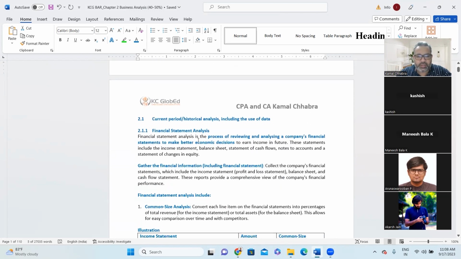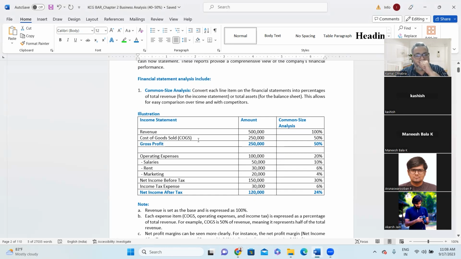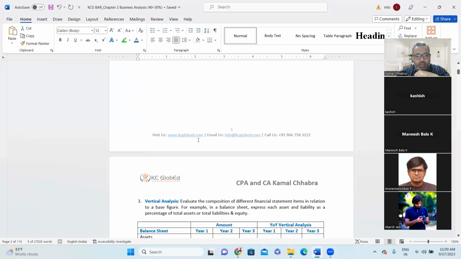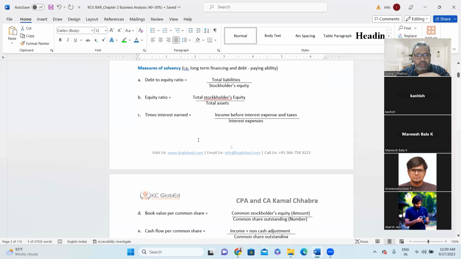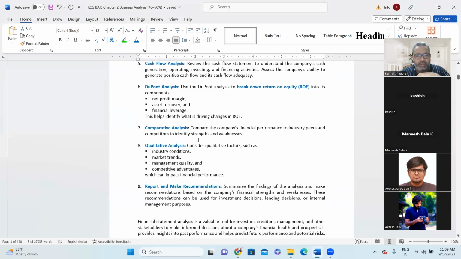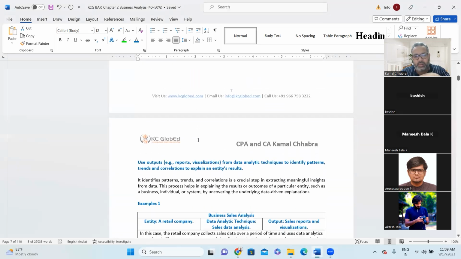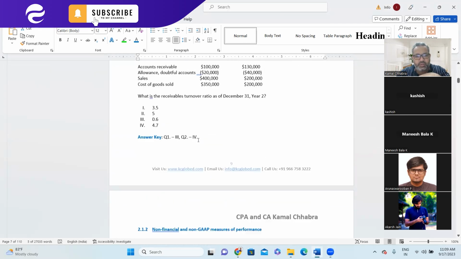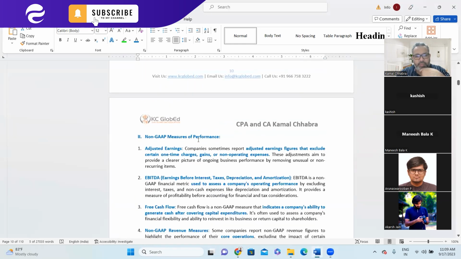If you see, in the last class we covered all this financial statement analysis, which includes common size analysis, horizontal analysis, vertical analysis, ratio analysis, and within ratio, all liquidity, solvency, profitability analysis. Then cash flow viewpoint, comparative analysis, quantitative analysis, reporting and making decisions. Then use of inputs, where we did some practice questions. And after that, non-financial and non-GAAP measures that we have covered.